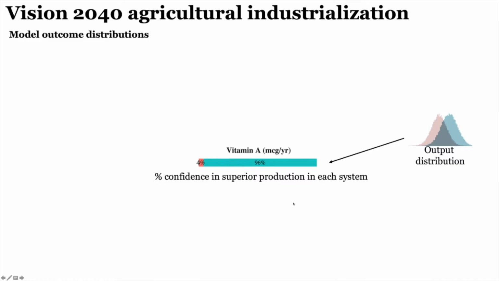In red is the Vision 2040, and in blue is the home garden, the typical smallholder home garden system. And you can see that in 96% of those 10,000 runs, vitamin A from the home gardens was superior to those in the Vision 2040 system, in the industrial scale system. So that means 96% of the time, the model selected randomly from all the distributions in our model and came up with an outcome that was better in terms of vitamin A in home gardens.